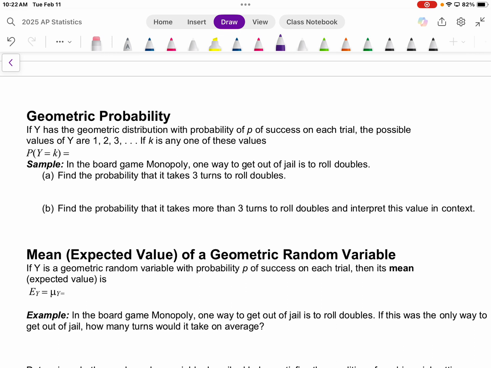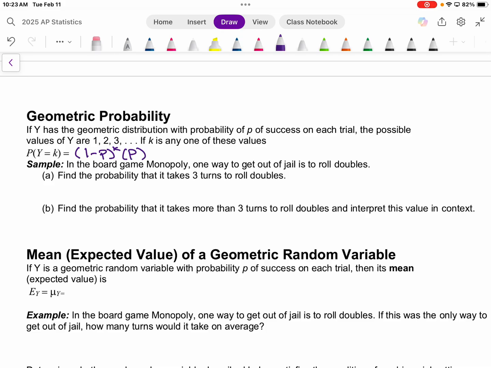There we go, there are my notes. I was trying to figure out where my notes were. So again, our formula, real briefly, is 1 minus p to the k minus 1 times whatever p is.